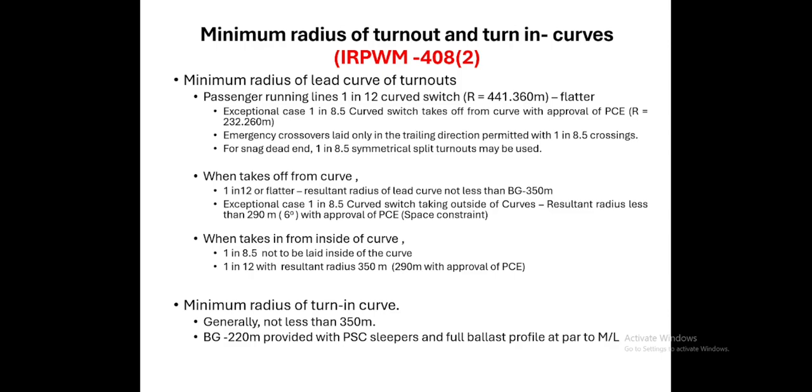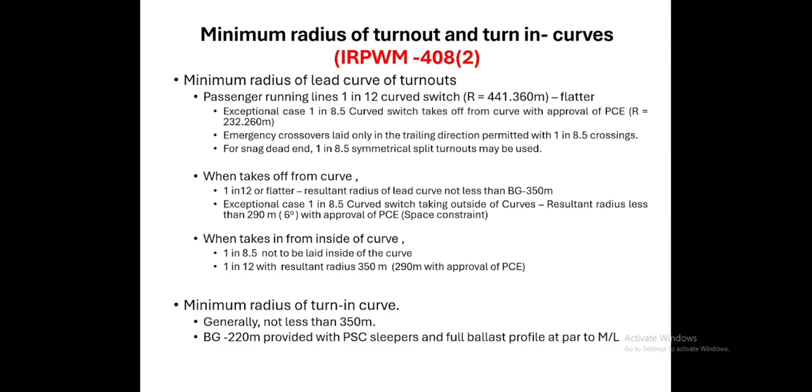Then, minimum radius of the turn-in curve. So turn-in curve means what? That is the connecting curve. Whenever we have main line and loop line, after the turnout curve there will be a turn-in curve. Whenever we are designing the turn-in curve, we must ensure that the radius of curvature should not be sharper than 350. Normally we should adopt whatever radius of turnout, the same radius we have to adopt. 1 in 12 radius, 440 to 440, we can adopt.